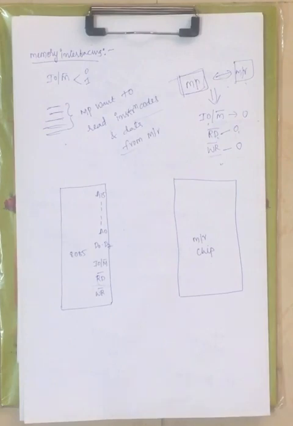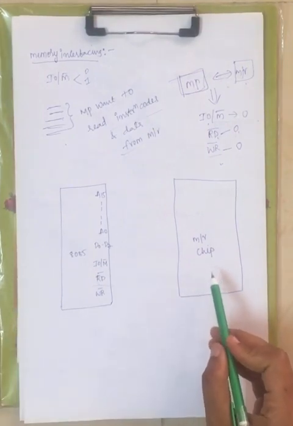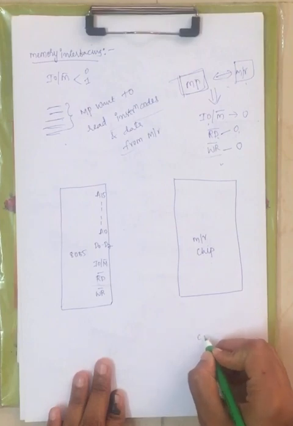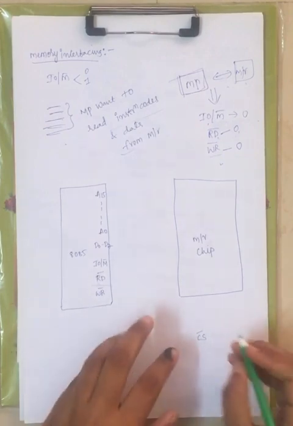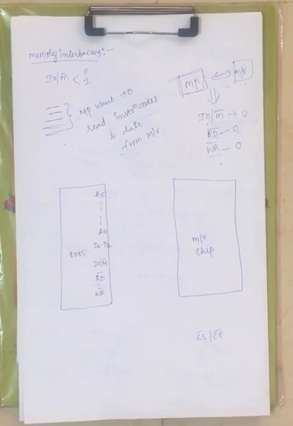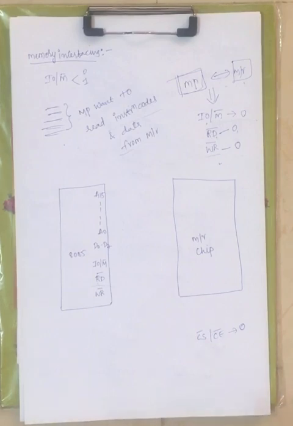Now coming to the memory chip, what does it contain? In order to interface, first the chip has to be selected. The memory chip contains a CS bar, the chip selection pin, or CE bar; both are the same. Some memory chips contain CS, chip selection, and some contain CE, chip enable. These two are active low signals.